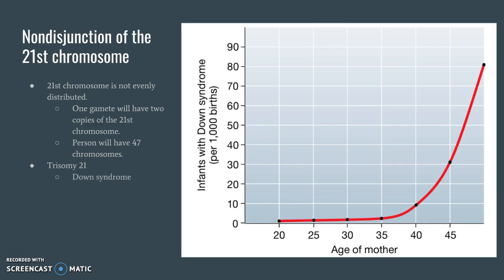This is also known as Down syndrome, and it's actually the most common chromosome abnormality. Again, this is a type of non-disjunction. It occurs in 1 out of 850 births. And as we see here, for infants with Down syndrome, the occurrence increases sharply after the age of 35, especially after 40.